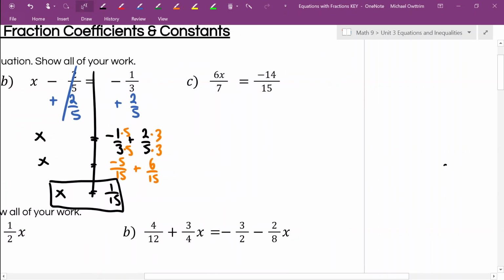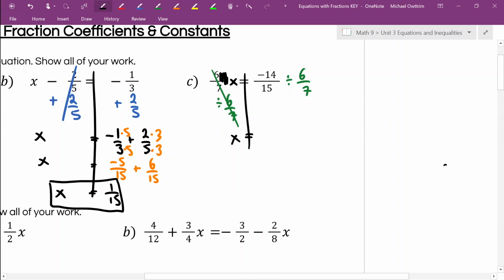Final question, we want to remember that this 6x over 7 is really 6/7 x, and from here it's similar to question A. That 6/7 was being multiplied by our x, so the opposite of multiplying by 6/7 is dividing by 6/7, which we'll do to both sides of the equation. On the left side, our 6/7 cancels out, leaving us with just x.